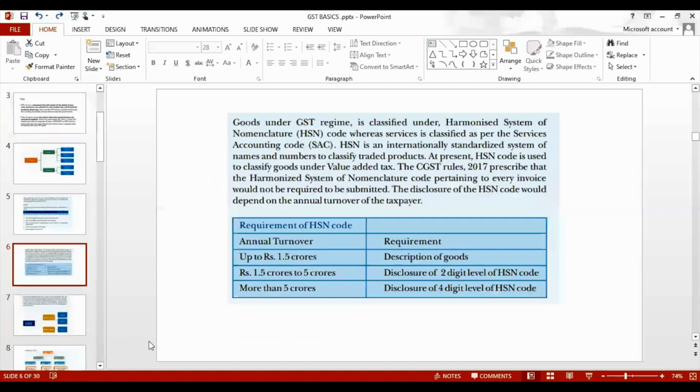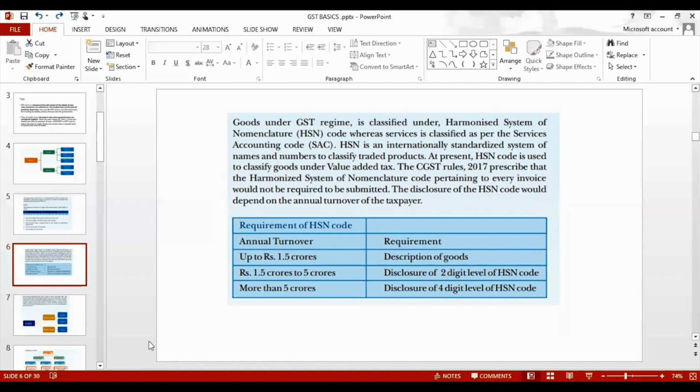Next one is, what is HSN code? HSN code is abbreviated from Harmonized System of Nomenclature. It's defined under GST. What is the use of HSN code? It is an internationally standard system of naming traded products. When the HSN code is displayed and when it is not, and what applies to 2 digits and what applies to 4 digits, I'm explaining in the table below.